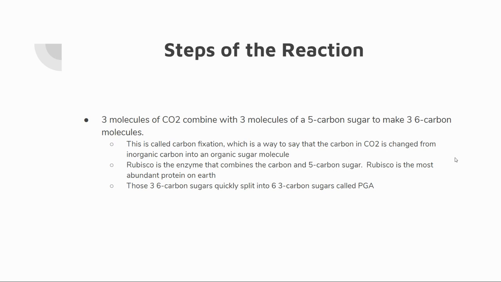Rubisco is the enzyme that combines the carbon to the 5-carbon sugar. Rubisco is the most abundant protein on Earth. Those 3 6-carbon sugars quickly split into 6 3-carbon sugars called PGAs, and those are what's going to drive this process.